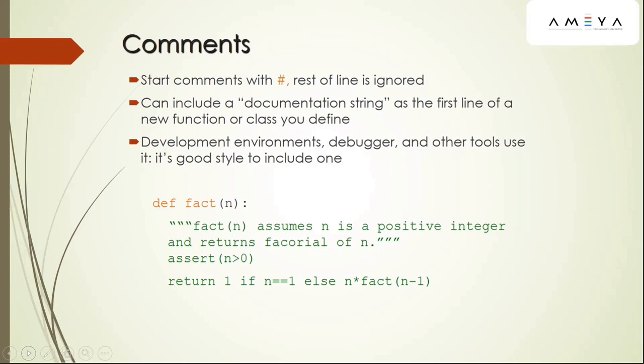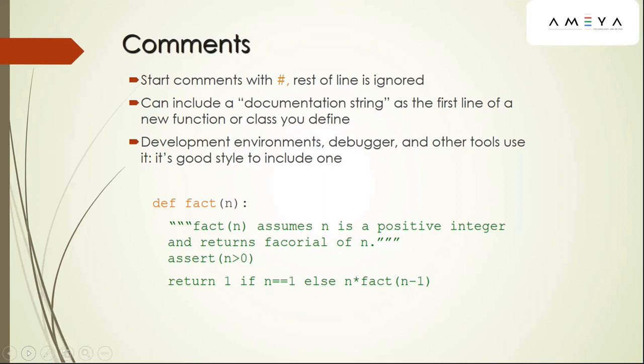In Python, we use the hash symbol for comments. Start comments with the hash, and the rest of the line is ignored. You can include a documentation string as the first line of a new function or class you define. Development environments, debuggers and other tools use it. It's a good style to include one.